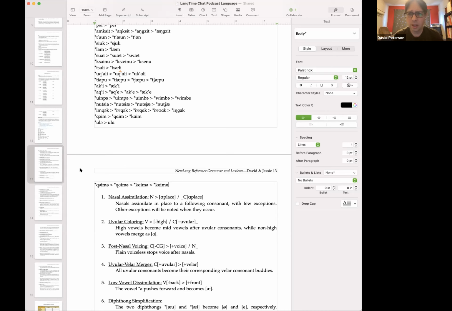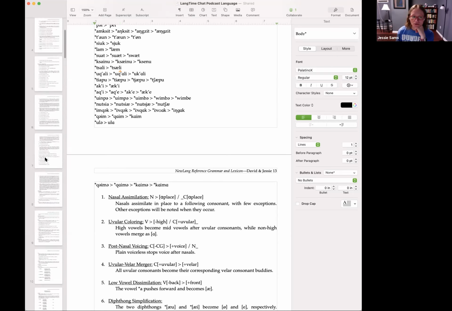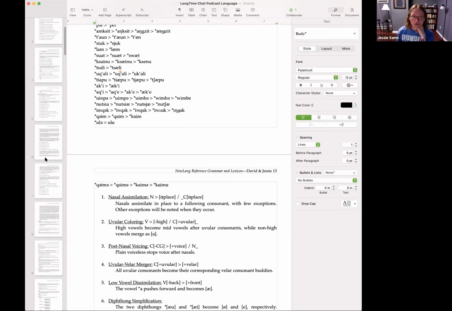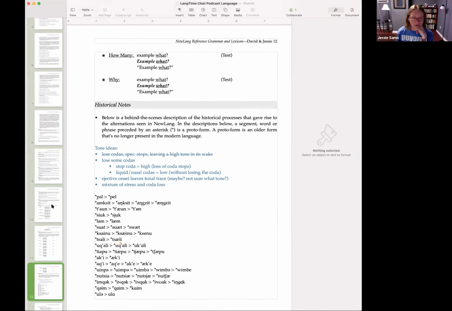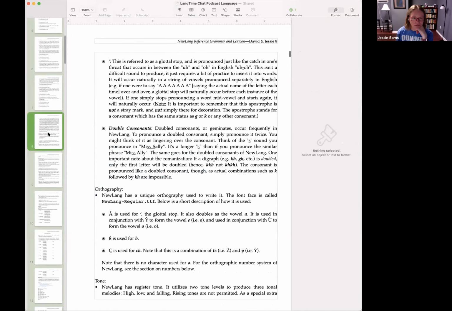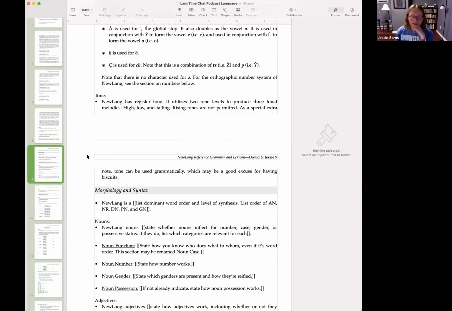Do you want to do high, mid, low? We actually had already made that decision and we wrote it. We did. Yeah. Okay. And I'm going to pull that up too, so that way people can see it whenever they're watching the YouTube version. So we have high, low, and falling. Rising tones are not permitted. Okay.